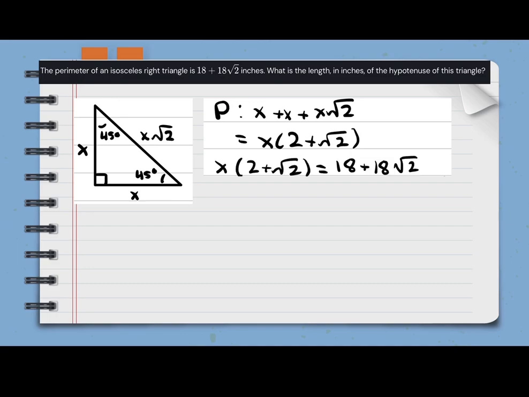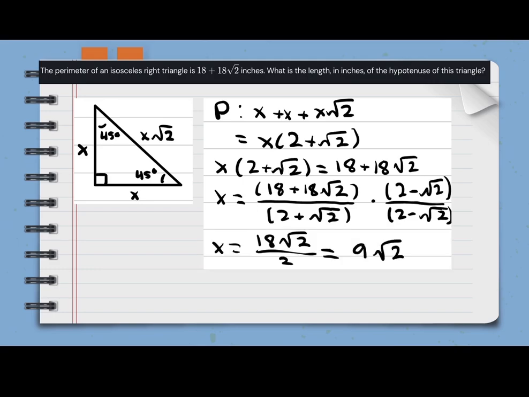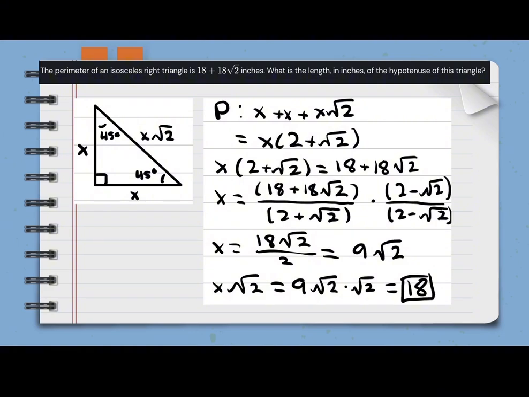Now we'll just set those equal to each other, and we'll solve for x. The way to solve this problem completely is to multiply both top and bottom by the conjugate of the denominator, except we'll do minus instead of plus, to cancel out those square roots and essentially just get 2. Once you simplify everything, you'll get 18 times root 2 over 2, which ends up being 9 root 2. Now, we're going to plug this x back into the hypotenuse. x equals 9 times root 2, so we'll do 9 times root 2 times root 2, which equals 18.